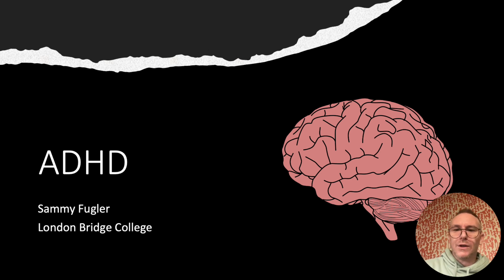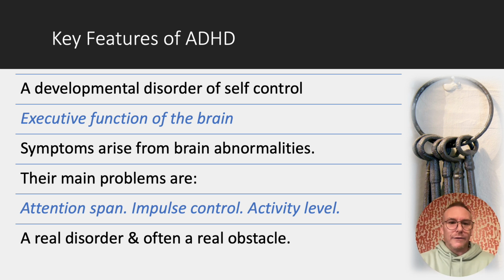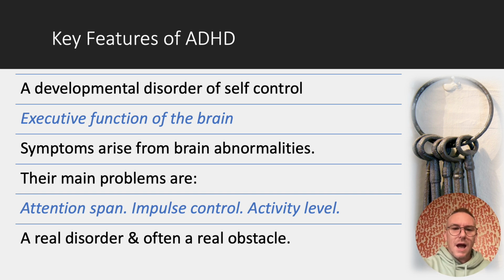So first up, we're going to talk about some key features of ADHD, and it's important to remember that this is a developmental disorder of self-control, and it affects the executive function of the brain, and symptoms arise from brain abnormalities. It's not children being naughty, for example. There is research that shows that the brain abnormalities are the root cause of ADHD.